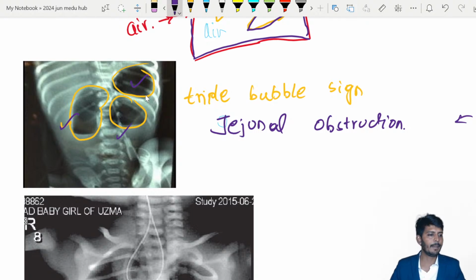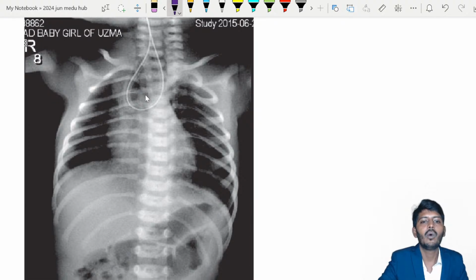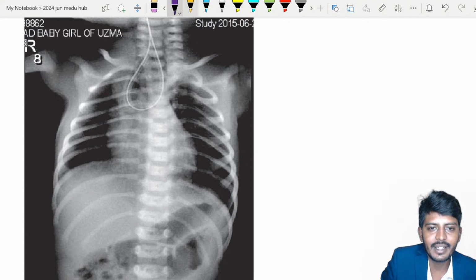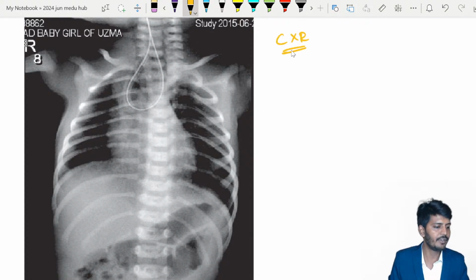That is your triple bubble sign. Okay, now let's get to the next important aspect. What is that? So this is a very interesting one. Actually this is a chest x-ray, but since it is a GIT related disorder, I am doing it with the images of GIT. That's it.